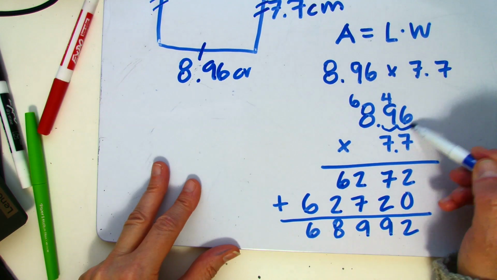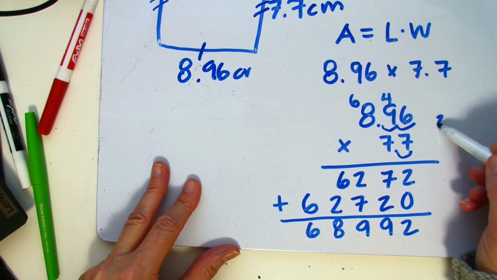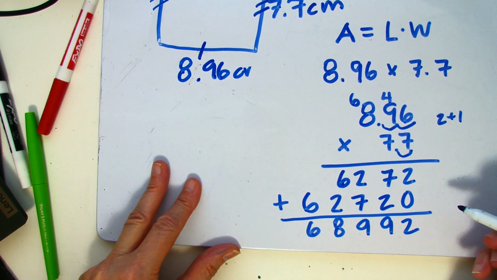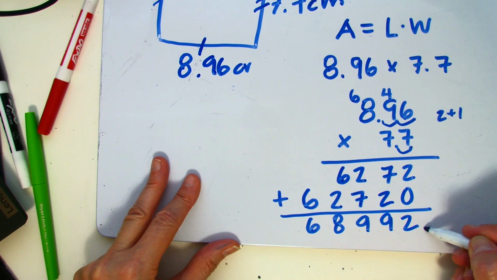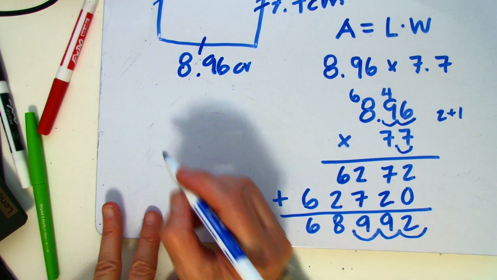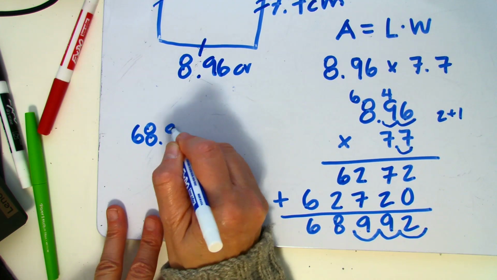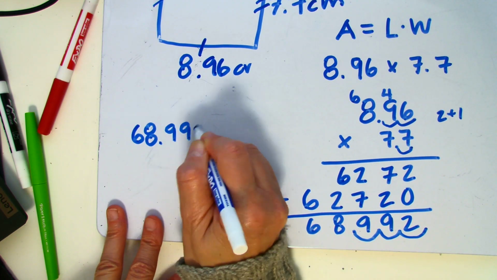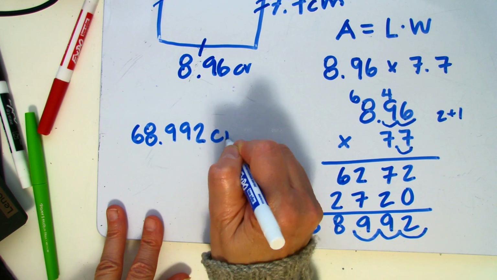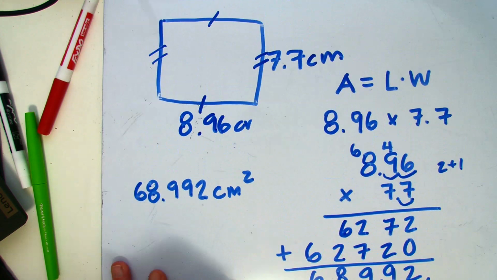Now I need to determine where the decimal point goes. I have 2 decimal places here and 1 here. 2 plus 1 means I'm going to move the decimal point from this location 3 spaces to the left. 1, 2, 3. And so my answer is going to be 68 and 992 thousandths centimeters squared. Remember, with area, the unit of measurement is squared.